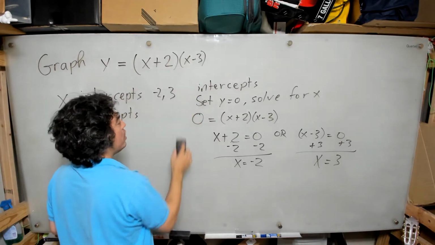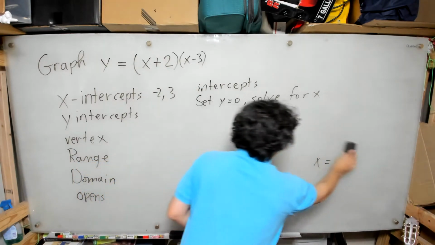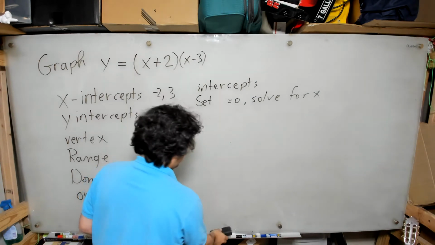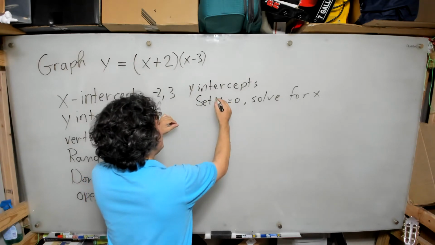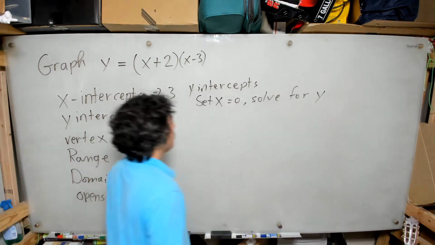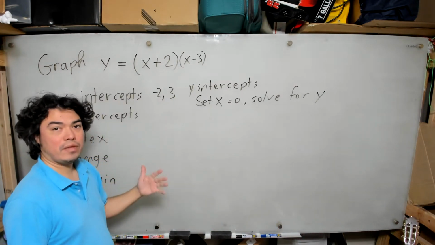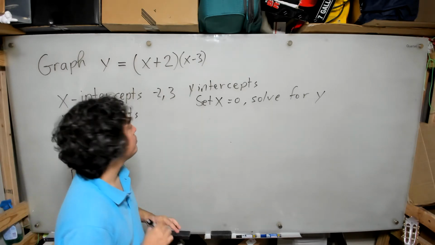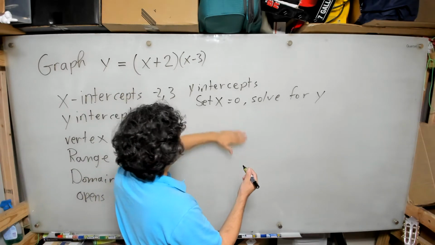Now we're going to calculate the y-intercept. And how do we calculate the y-intercept? Well, we calculate the y-intercept by setting x equal to 0 and solving for y. Same as before. In the previous problems, we were doing the same thing. The only difference was that the form of the quadratic was different. Right here, it's in factored form. So now I'm going to set the x equal to 0 to find the y-intercept.